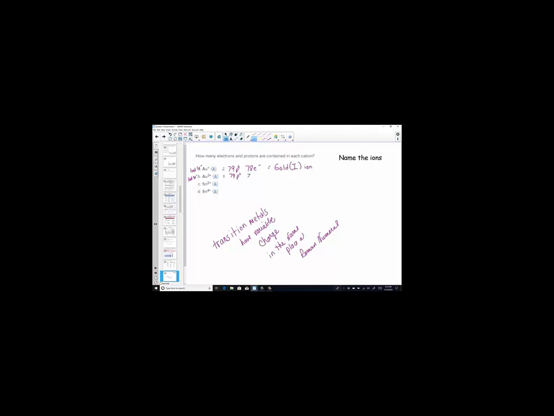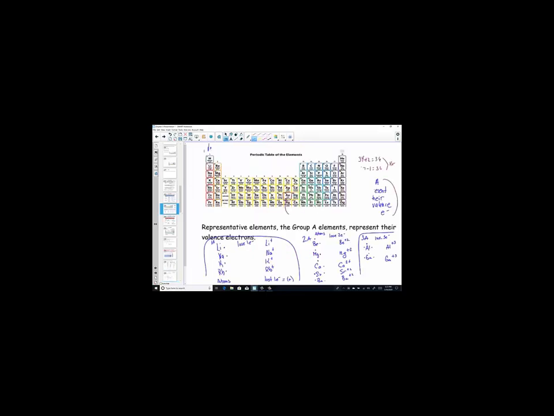Loss of 3 electrons brings me down to -3, so that's 76 electrons. And now you hear this is called gold 3 ion. Gold 1 is a +1. Gold 3 is a +3. Letter C is the element Sn. Sn stands for tin. Tin is number 50 on the periodic table.